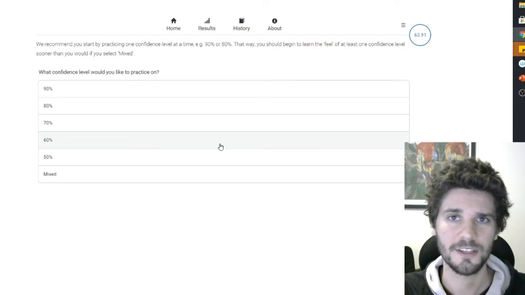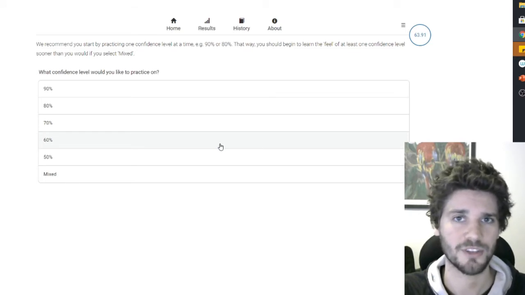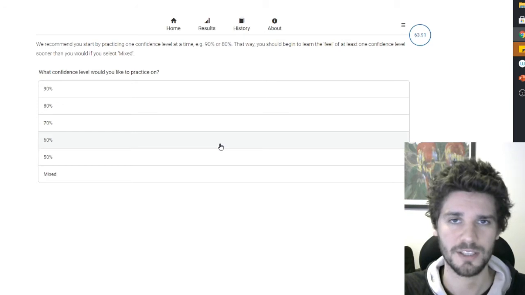So first you need to choose your confidence interval. Once you've got the idea of this game, I'd actually recommend mixed practice, because even though you get a lower success rate while you're playing, you will end up having higher transfer to other skills. But for now, let's just pick 90%.